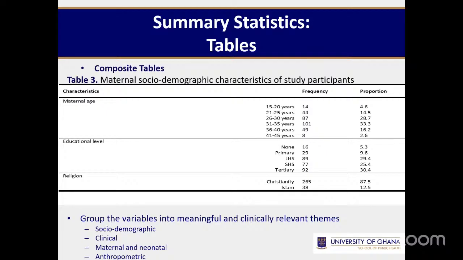Then another thing are the clinical characteristics of study participants. And this will give you the clinical characteristics relevant to the study. You can have the maternal and neonatal characteristics. Then you can have what we call the anthropometric characteristics. The moment anybody sees a table with the title anthropometric characteristics, then what comes to mind are the BMI, the waist to hip ratio, the waist circumference, and other things.